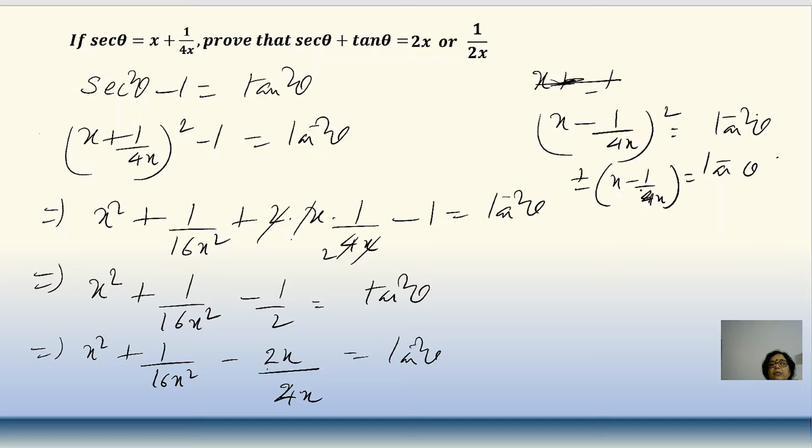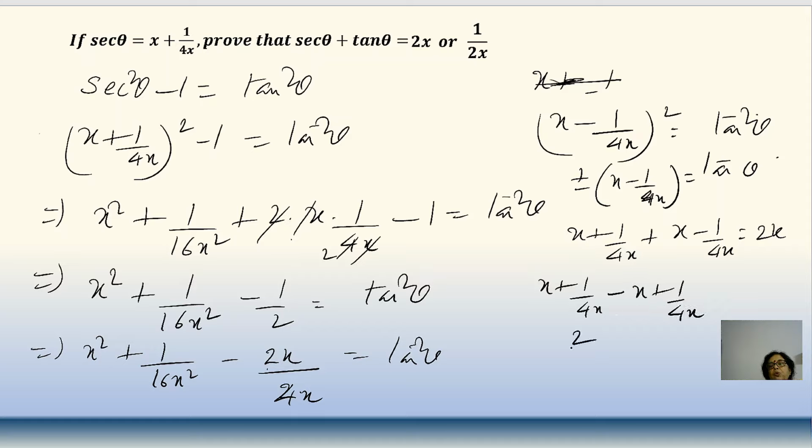Now if we take the plus sign and add it with the value of sec theta, we'll get here x plus 1 by 4x plus x minus 1 by 4x, that is equal to 2x. And if we take the negative sign, we'll get x plus 1 by 4x minus x plus 1 by 4x, we'll get here 2 by 4x, that is equal to 1 by 2x. So that is what has to be proved. So in this way it becomes simpler. Do not struggle with finding the value of tan with the help of sine and cos and everything. That will be a bit too lengthy.